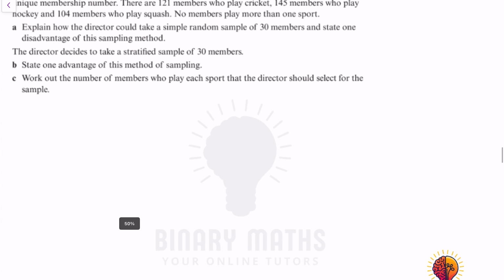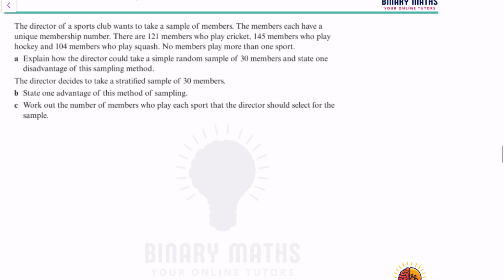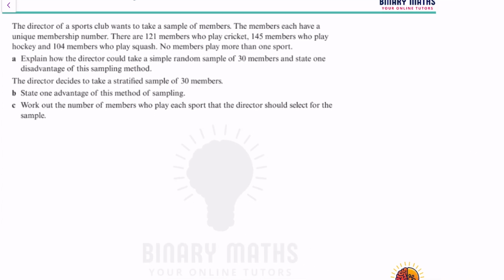Okay, a director of a sports club wants to take a sample of members. The members each have a unique membership number. There are 121 members who play cricket, 145 members who play hockey, and 104 members who play squash. No members play more than one sport. Explain how the director could take a simple random sample of 30 members and state one disadvantage of this sampling method. Okay, first thing, because obviously we're going to use a random sample, we need to set up a sampling frame.